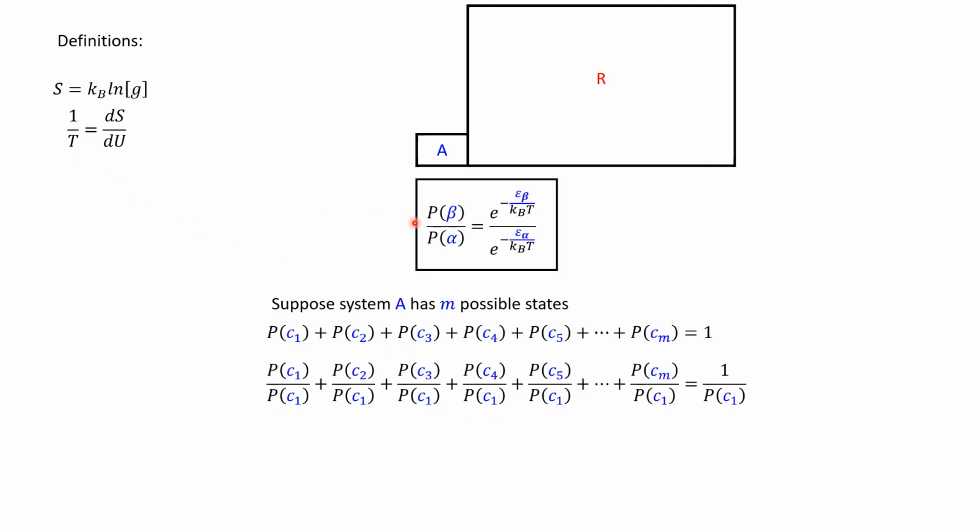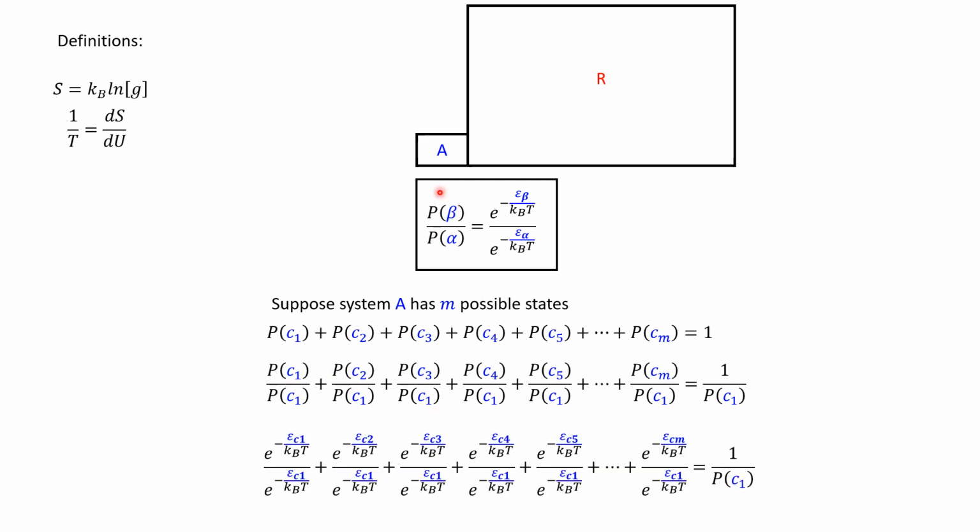Okay, so now we need to use our result to obtain the absolute probability. So to do that, we remember that if we add up the probabilities of all states of system A, we must obtain 1 because system A will be in one of its states. So suppose that system A has m possible states. C1 is one state, C2 is another until Cn. So if we add up all these probabilities, we must obtain 1. And now we divide both sides by the probability of one of its states. I chose C1 as an example.